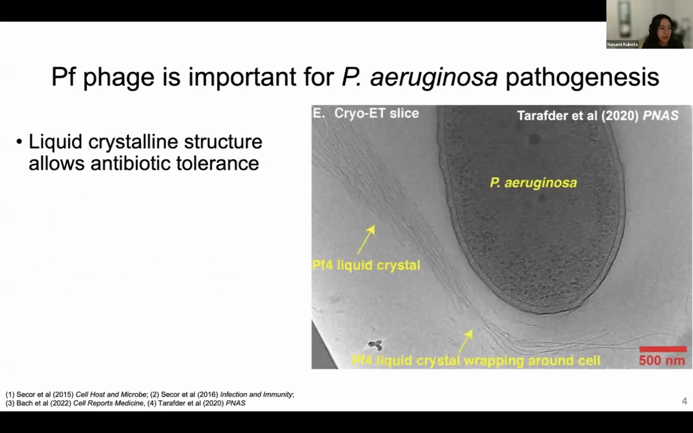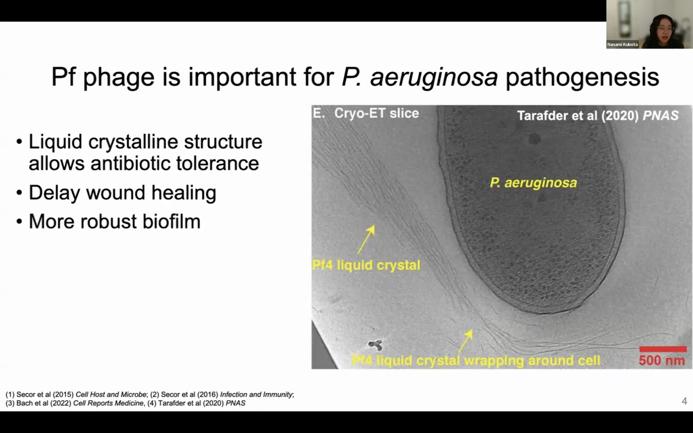What I mean by this is these PF phages, because of their physical properties, can form liquid crystalline structures, and these structures can wrap around the host cell and act as a physical barrier that helps shield the host from the environment, such as drugs. Hosts with such structures can tolerate higher levels of drug. Having such structures in sites of infection can also delay wound healing and make it harder to wash away bacteria.